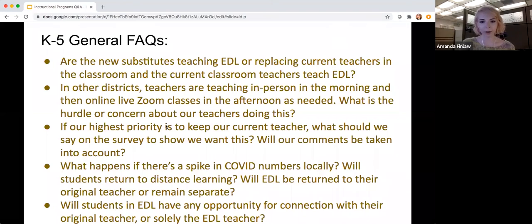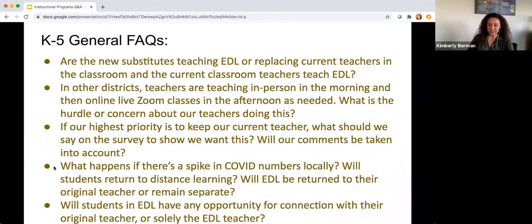If our highest priority is to keep our current teacher, what should we say on the survey to show we want this? Will our comments be taken into account? We have wonderful teachers here in Mill Valley, and in order to balance classes, we do not take requests for teachers in any circumstance. We are gathering the survey data and will be able to provide our community with more concrete data around some of these conflicting factors that make our decisions this year incredibly challenging.